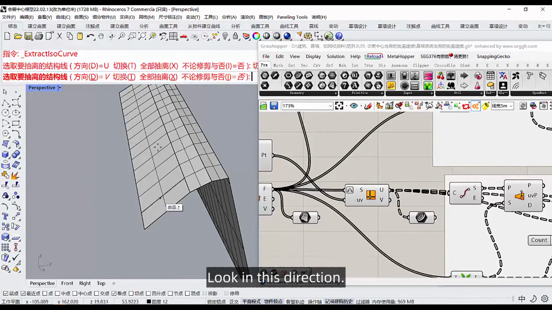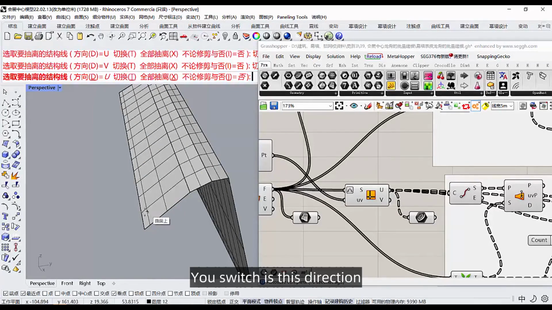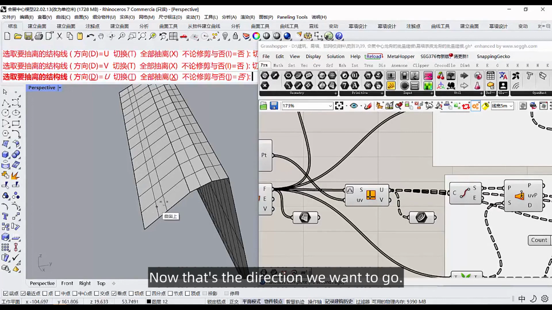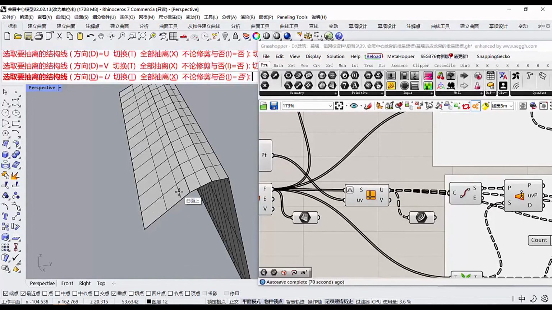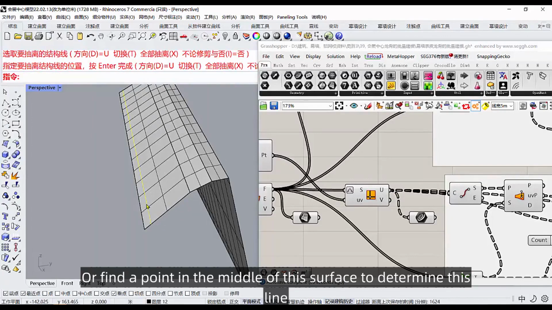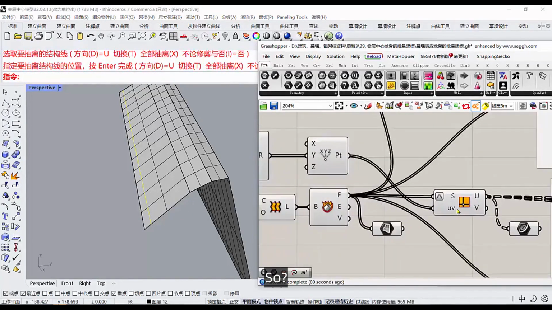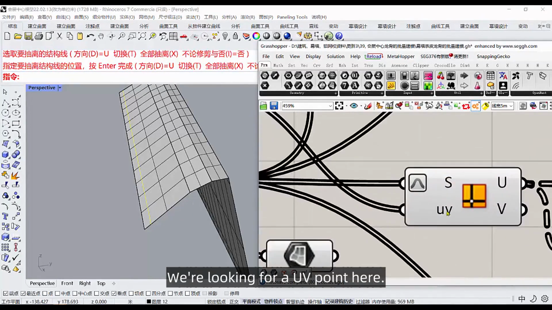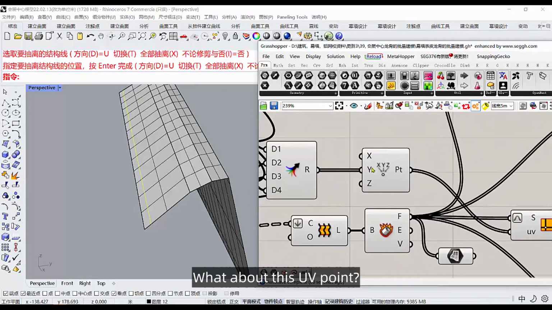Look in this direction. What about the other direction? You switch to this direction. Now that's the direction we want to go. Do we need to be on this thread, or find a point in the middle of this surface to determine this line? So we're looking for a UV point here. What about this UV point?